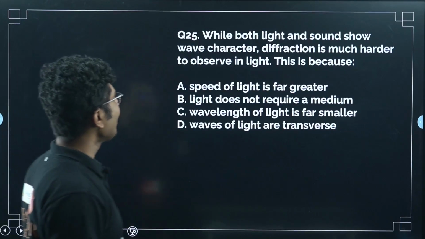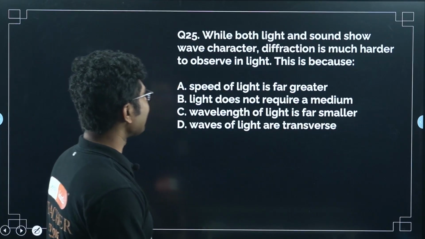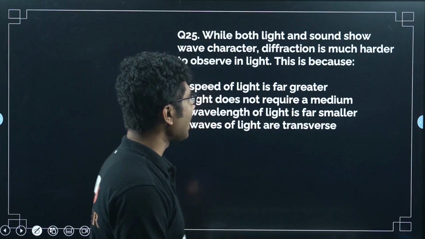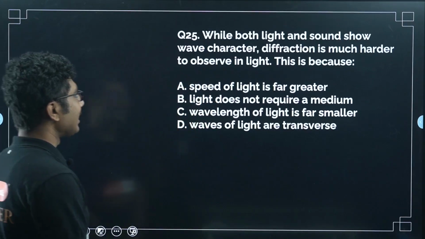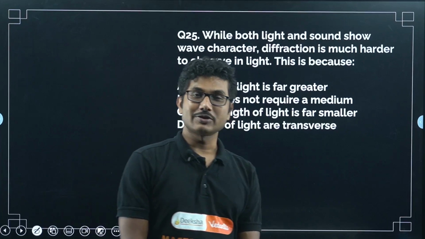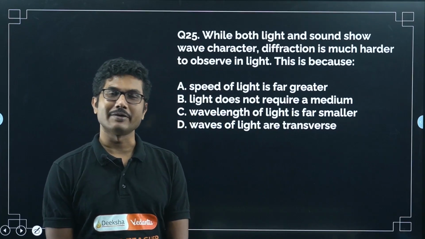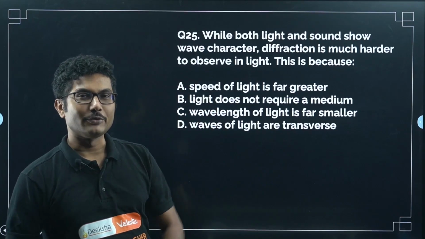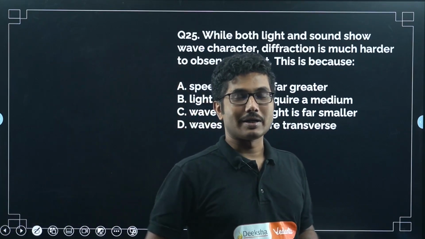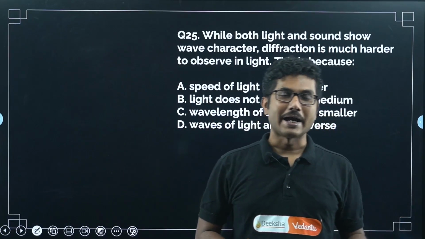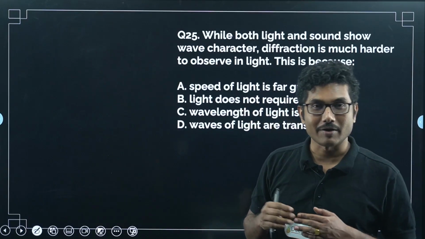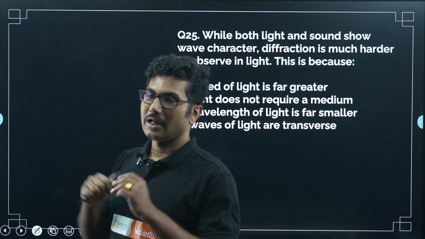Now let's move on. While both light and sound show wave character, diffraction is much harder to observe in light. Diffraction is observable in sound, it is happening every time. That is because you can hear sound when you are in one room and someone is in another room. Some part of diffraction is responsible for that, right?